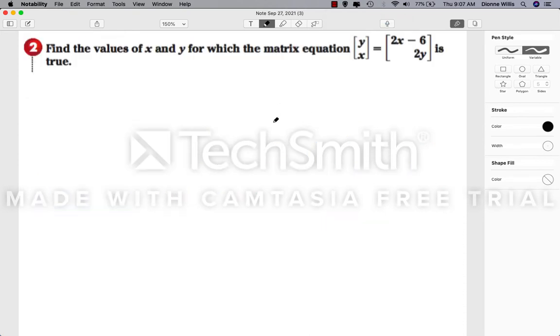Here we are at example 2, and we're going to find the values of x and y given this matrix equation. So what we're seeing here is that this thing is equal to this thing. If these two matrices are equal, then the elements in each place would be equivalent as well. So you would end up with y is equal to 2x minus 6, and x is equal to 2y. And so with this, we can do all kinds of things.